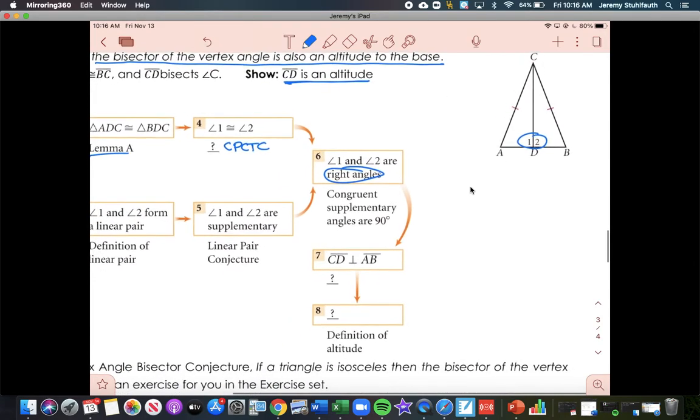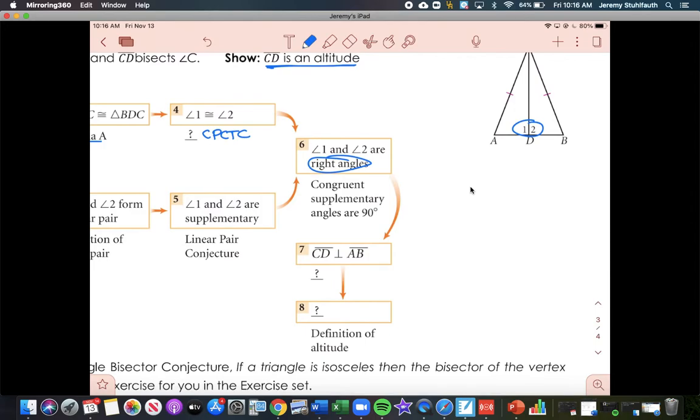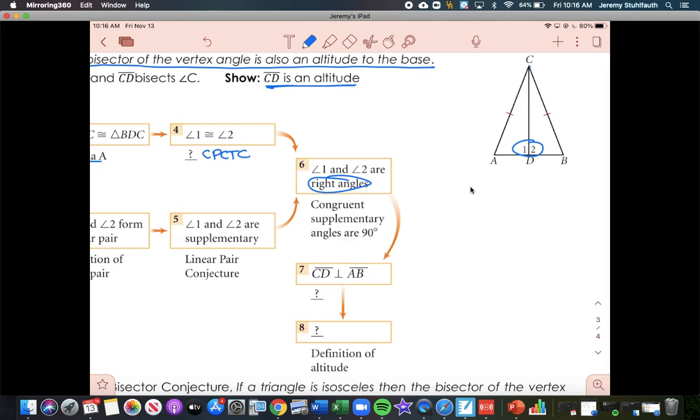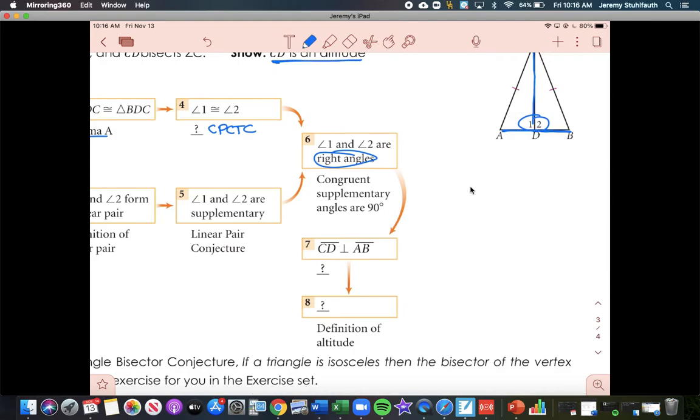Now, the next thing we can say is CD is perpendicular to AB. Why are we allowed to say that CD is perpendicular to AB? Because they intersect at right angles, and that is the definition of perpendicular lines.